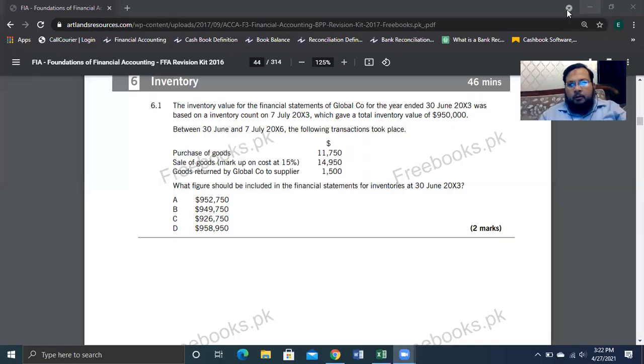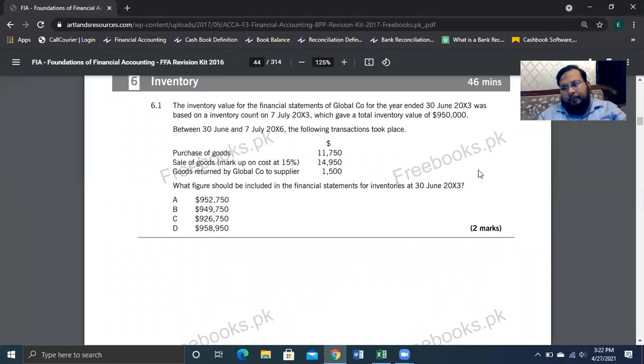So today's lecture is very important because this lecture belongs to the application of IAS 2, International Accounting Standard 2. So here I will discuss some questions with you because these questions are extremely important from the examination point of view, and there are some very important concepts under this International Accounting Standard 2 related to inventories. So first of all, let's have a look at question number 6.1.